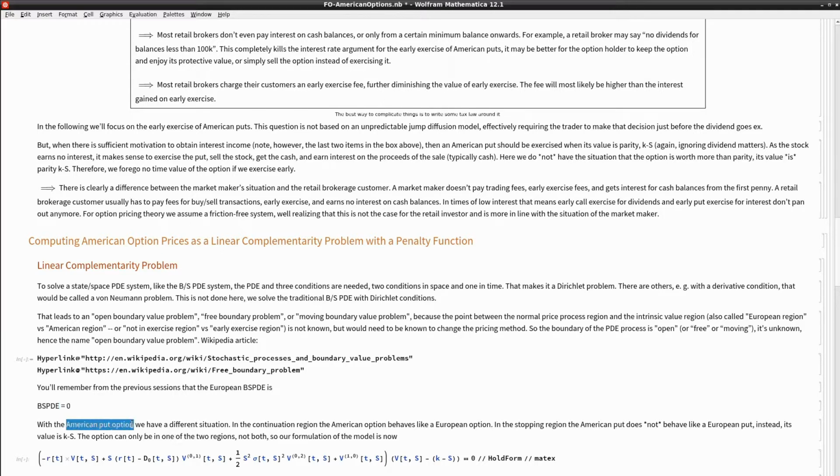With the American put option, we now have a different situation. In the continuation region, the American option behaves like a European option. I think that's easy to understand.